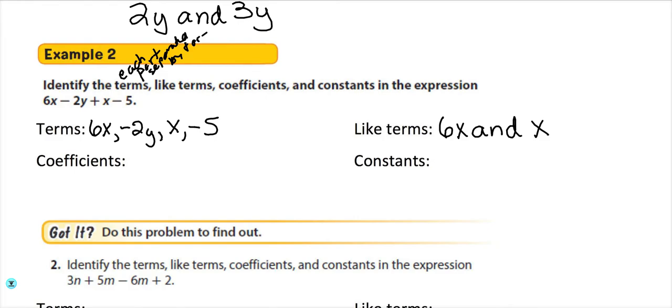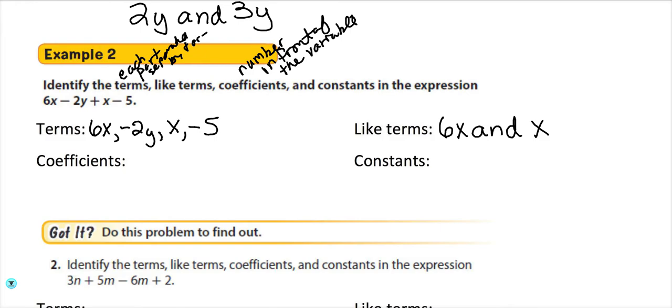Okay, next is coefficients. Coefficients, and I use that word a lot as we'll go through in this part of the unit. So the coefficient is the number in front of the variable. Okay, and of course the variable means the letter. We'll use our actual math words here. We'll say variable, not letter. So the number in front of the variable.